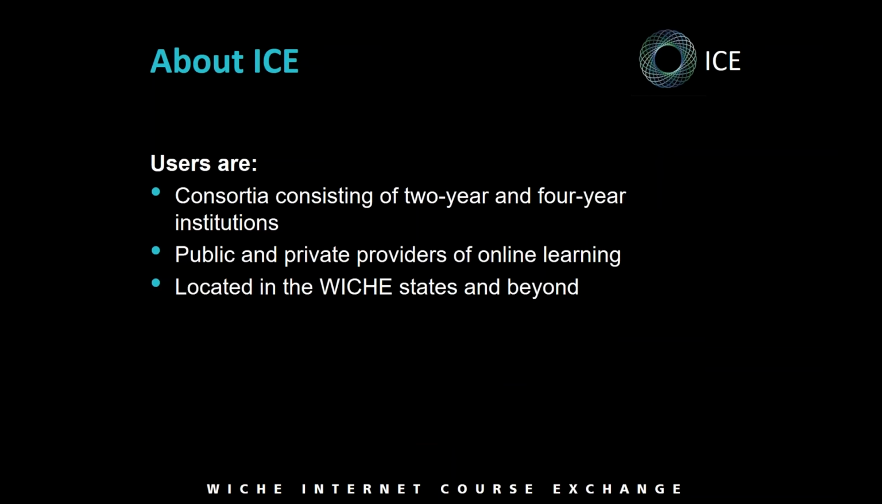And so the users are consortia, and they can be 2-year institutions only, or a combination of 2-year and 4-year. They can be a combination of public and private, and they can be located in the WICHE states, or in the case of Arkansas, beyond. Another consortium that we have running on WICHE ICE, which Anna actually operates, is called Nexus. It has a combination of, I believe, public and private 4-year institutions in many states across the U.S. Am I right about that, Anna, that you have public and private in your Nexus exchange? Yes, that is correct.